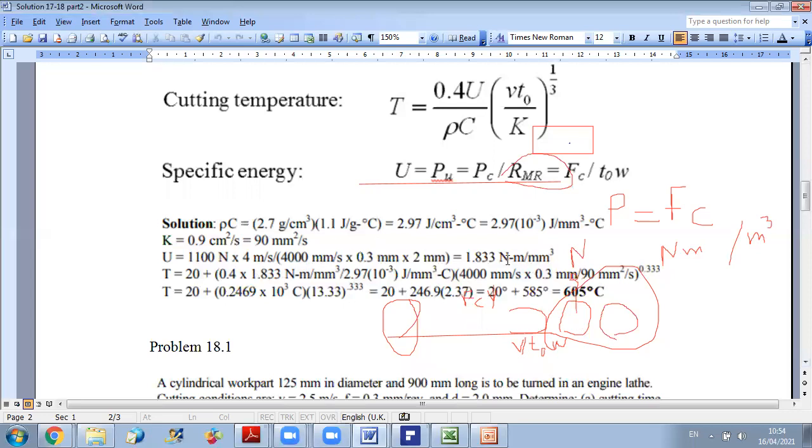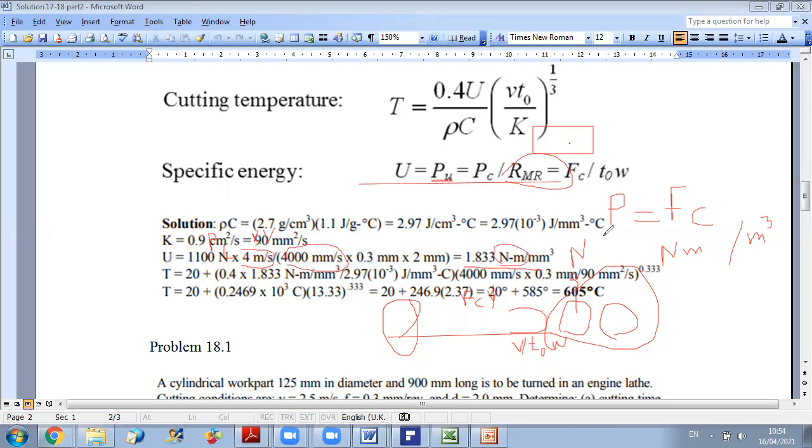So here, for example, they choose to work in Newton meter per millimeter cube. So this is why, for the velocity, they used the unit of meter per second. While for the removal rate, they put the velocity in millimeter per second. Why they did this? To obtain at the end the result in Newton meter per millimeter cube.